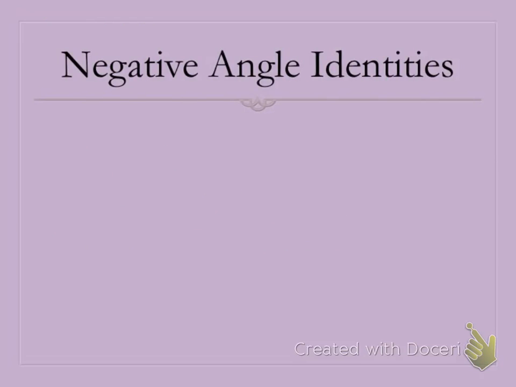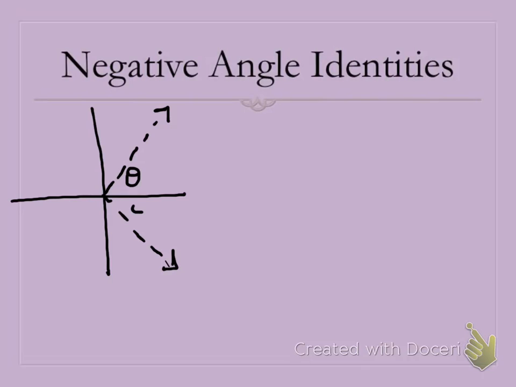And finally, the negative angle identities. These are based on whether you rotate counterclockwise for a positive angle and how that compares to if you were to rotate clockwise for a negative angle. So let me show you what I mean. If we have our axes and I were to go up here for a positive theta, then a negative theta would move just as far but in the negative direction. Okay, so negative theta would be this way.